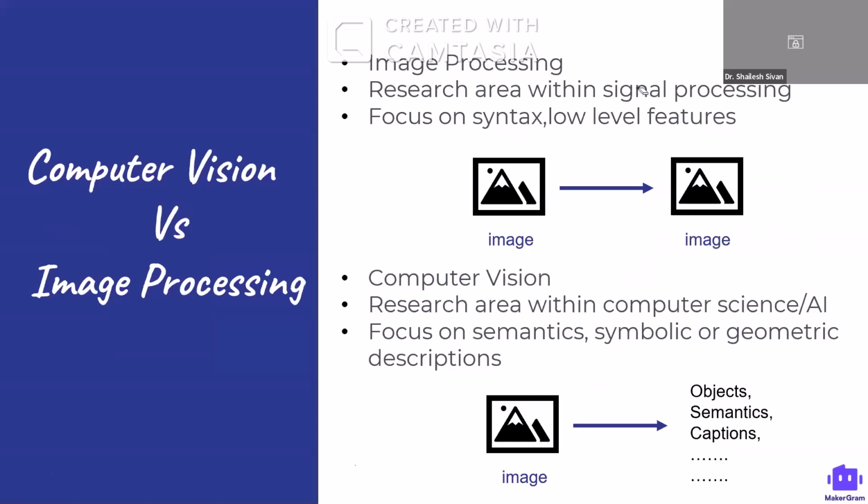So the core difference is, image processing is a research area within signal processing that focuses on syntax and low level features, and an image is converted to images. But computer vision is a research area within computer science or AI that focuses on semantic, symbolic, or geometric description of the image. So the image is transformed into object semantics, captions, or something like that.